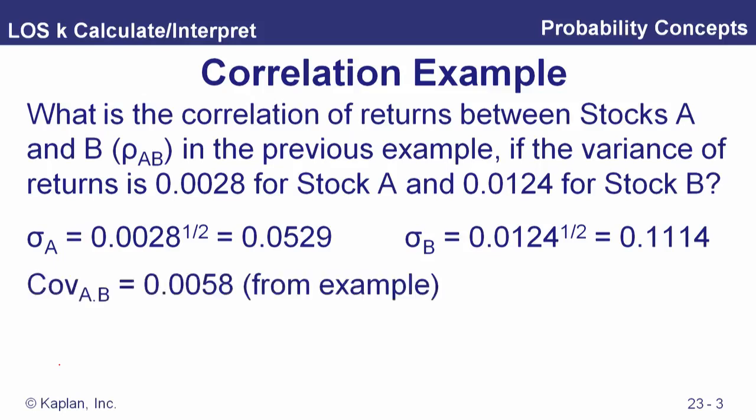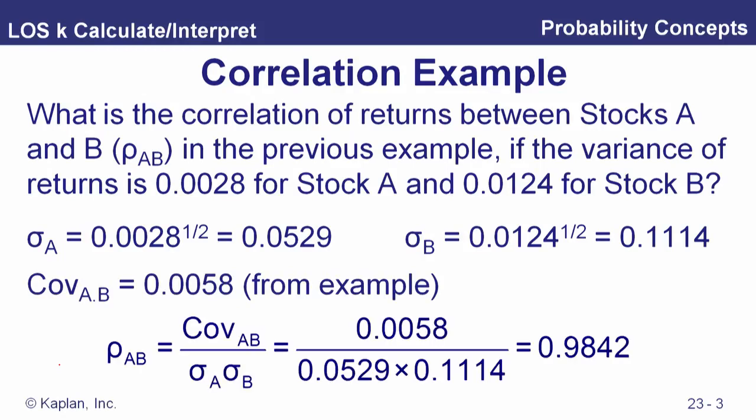So we take the covariance that we calculated from our probability model, and we divide that by the two standard deviations, and we get a correlation coefficient of 0.984. Well, now we can interpret that, because no matter how you look at it, that's pretty darn close to 1. So we say there's a really strong, almost perfect positive correlation between the returns on A and the returns on B.